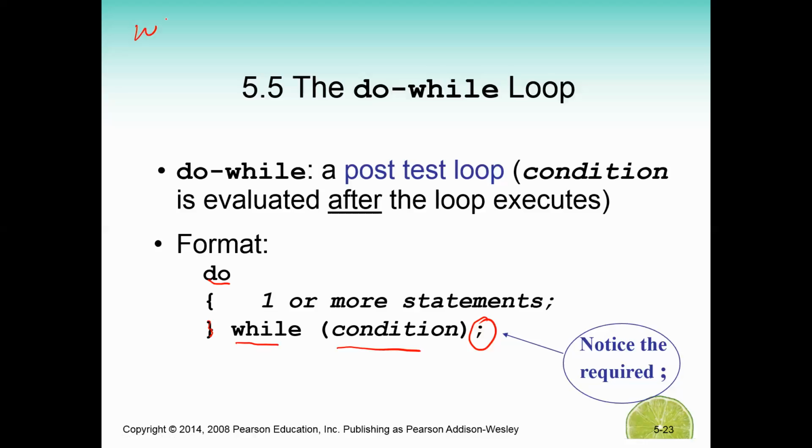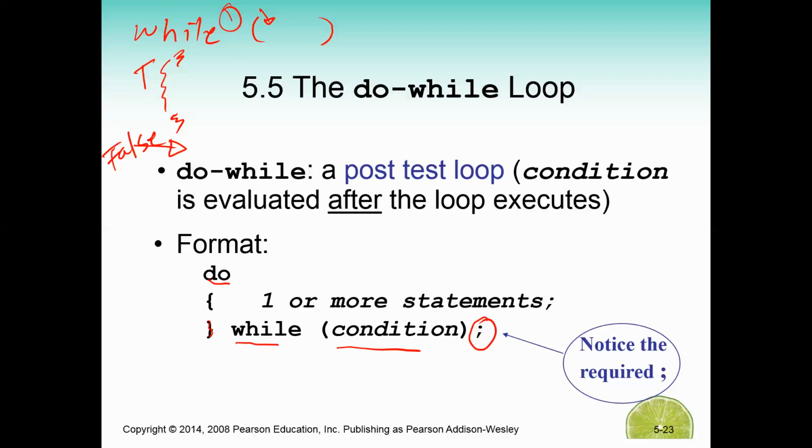We start with while, condition, curly brace, curly brace. No semicolon here. We test first. First is the test, and based on this, if it's true, we go inside. If it's false, we exit. So there will be some cases where we never enter the loop.